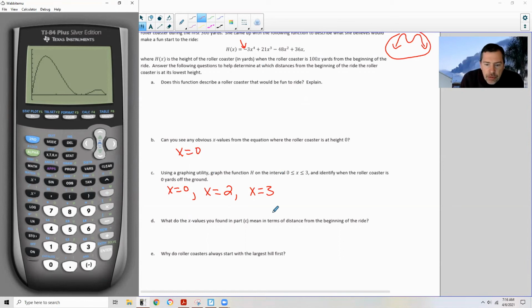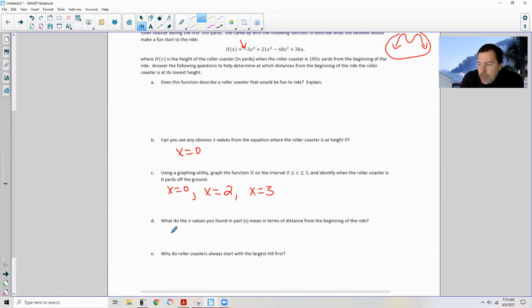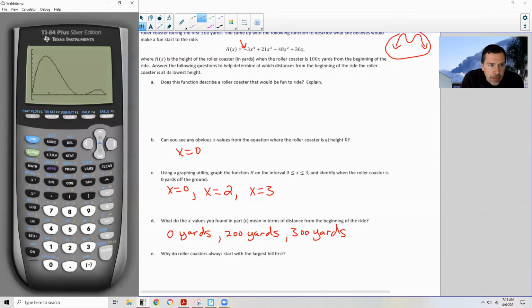So the x values mean in terms of the distance to the beginning of the ride is 100 times those x values. So that means 0 yards from the beginning of the ride when you're at the beginning, 200 yards when you're at x equals 2, and 300 yards from the beginning of the ride when x equals 3. So this is 100 yards. This is 200 yards, and this is 300 yards.